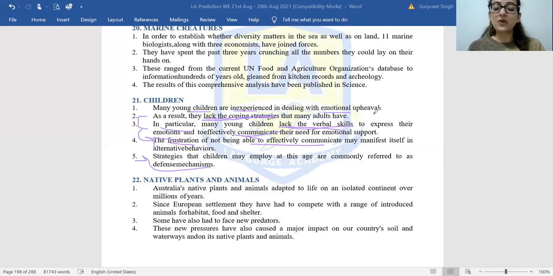One more thing. Sometimes we generally look at "as a result" and we automatically tell ourselves it has to come at the end. Don't be so rigid in your approach. I understand that we have this pressure of time on us, but still.